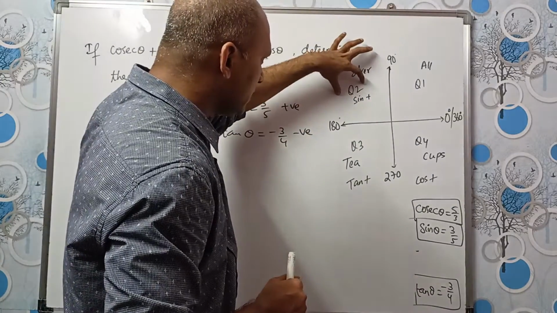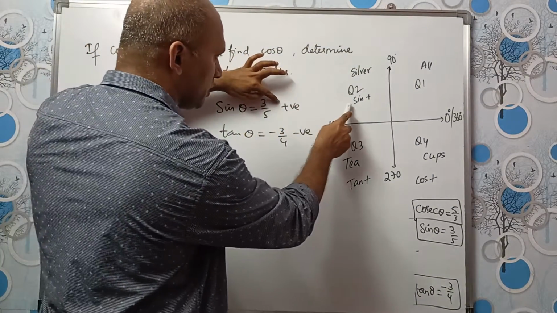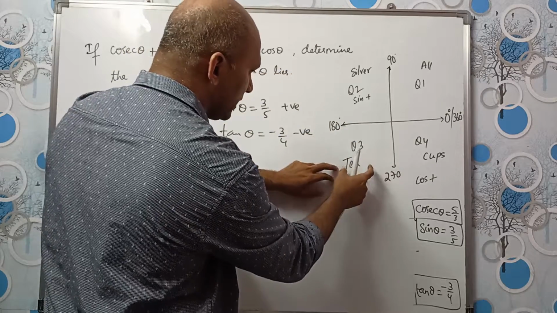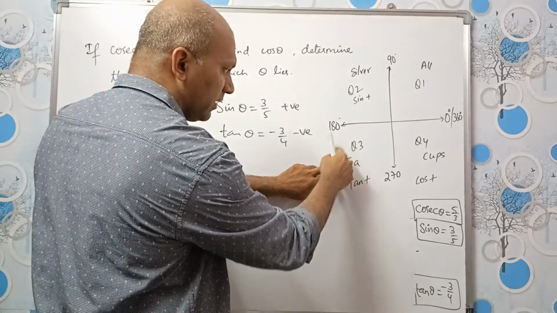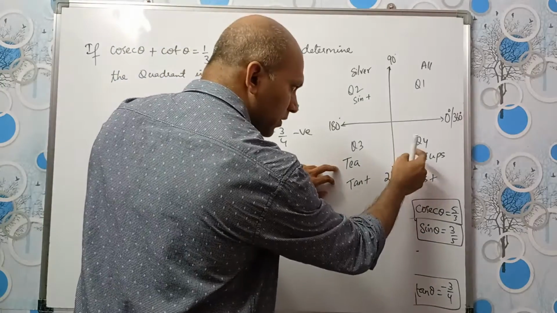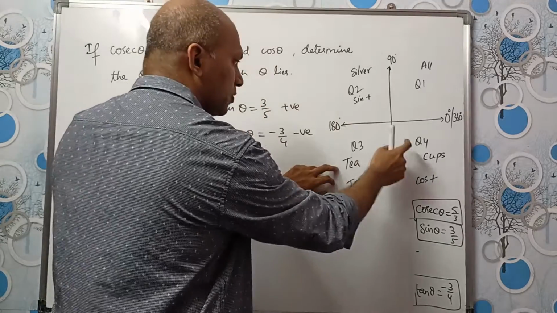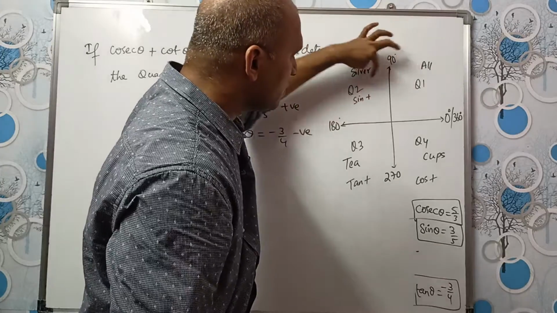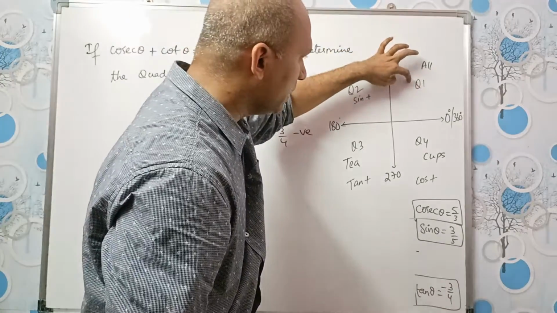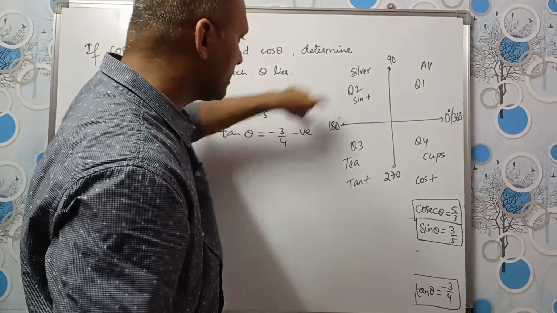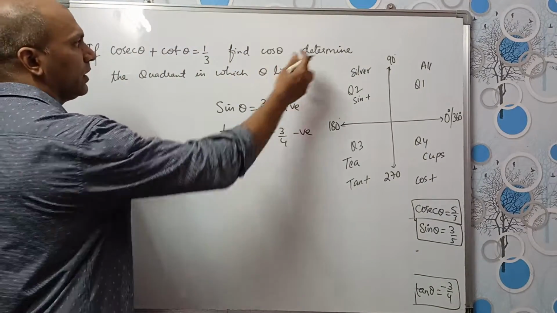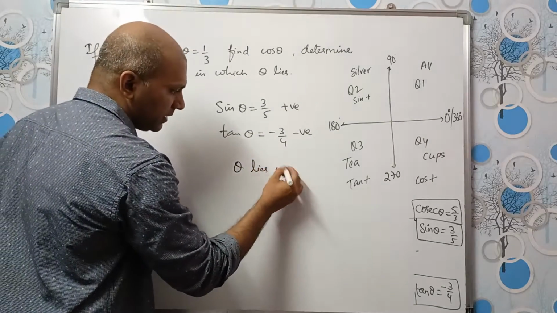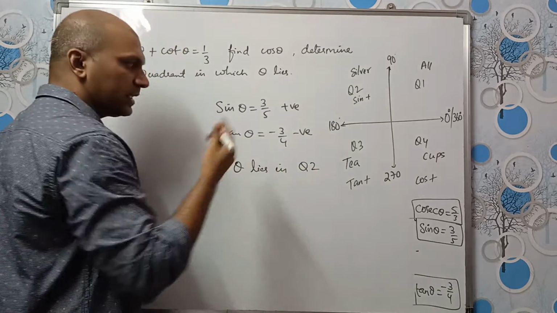So see, in the second quadrant, sine is positive, tan is negative. Here tan is positive, here tan is negative. So theta will not lie in the third, theta will not lie in the fourth also, because sine should be negative here in the fourth, right? So sine is positive only in these two quadrants. Here everything is positive. Here tan is negative. So theta lies in the second quadrant. So we determine the quadrant in which theta lies: quadrant 2, or the second quadrant.